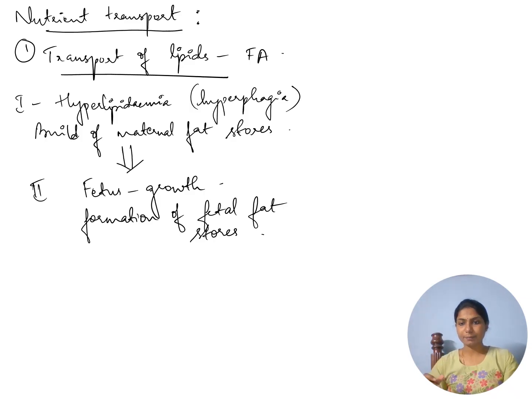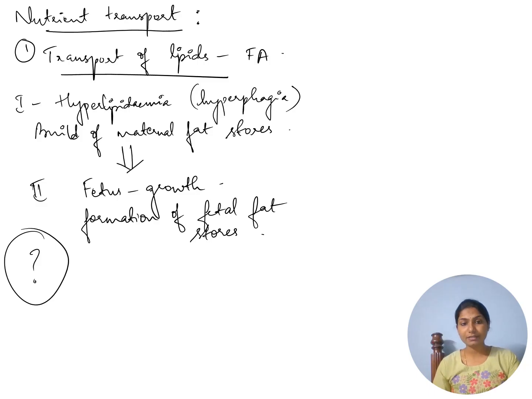But in the second half of the pregnancy, these maternal fat stores are broken down and are transported, in a facilitated manner, to the fetus, and this establishes the formation of fetal fat stores. So how does this occur is the question. We all know that the fatty acids are transported from the maternal circulation to the fetal circulation, but how is the main question mark.